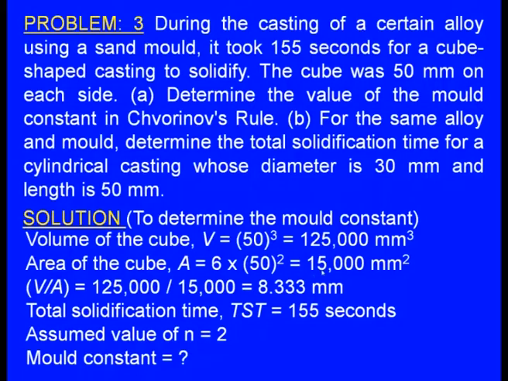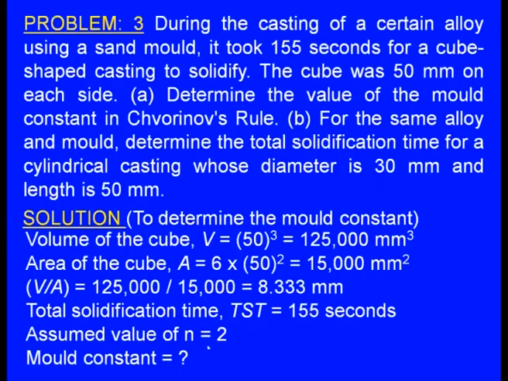Volume of the cube V is equal to 50 cube, that is equal to 125,000 cubic millimeters. Now area of the cube A is equal to 6 into 50 square, that is equal to 15,000 square millimeters. Now we have to find out the V by A ratio. So that is equal to 125,000 divided by 15,000, that is equal to 8.333.